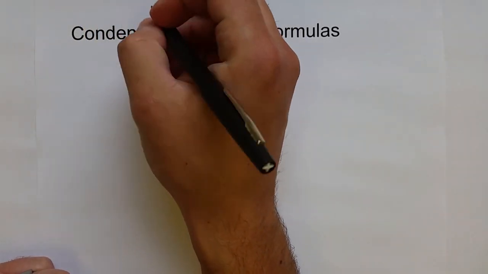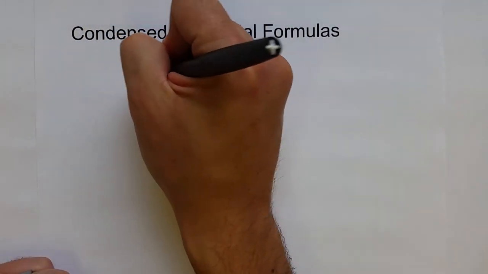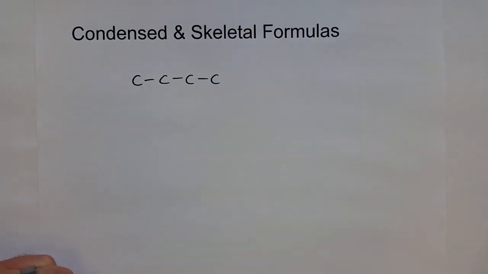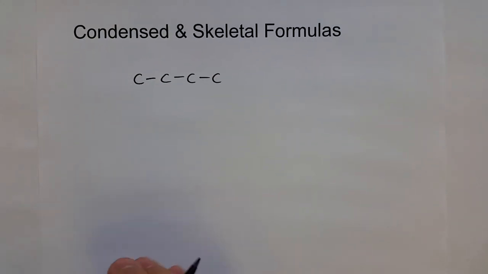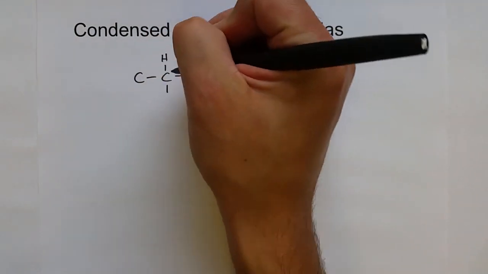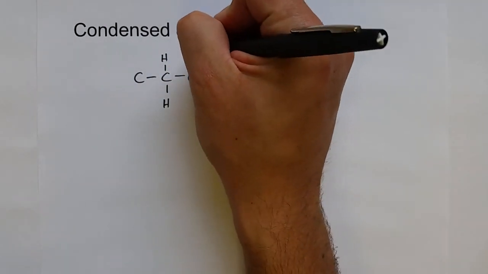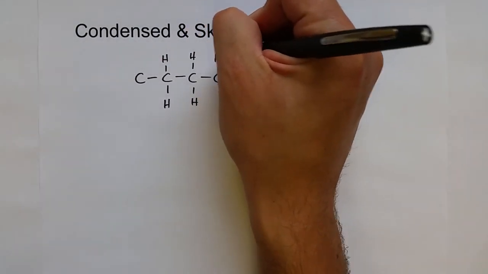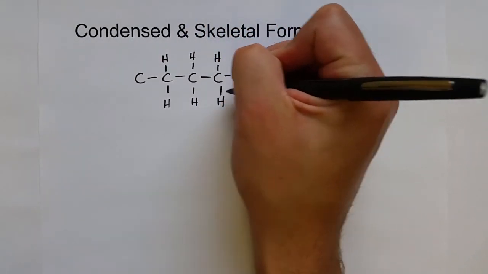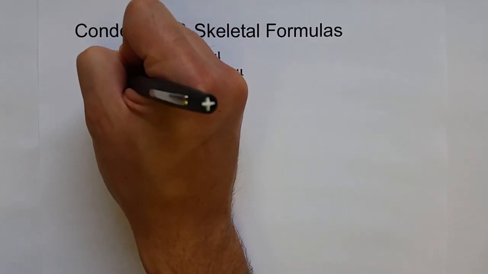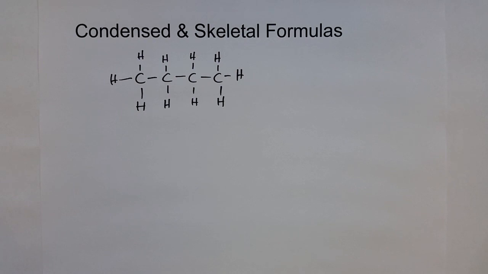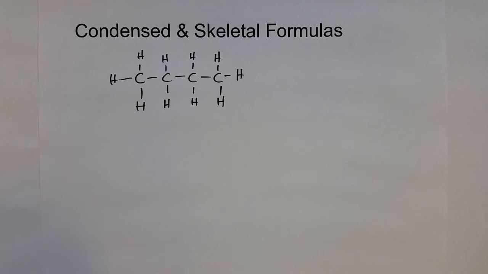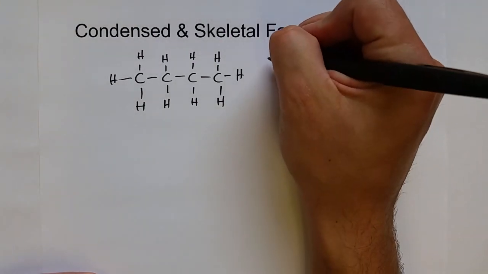All right. And so if we wanted to show an organic molecule that has four carbons bonded to each other, we've got two carbons in the middle that will each bond to two hydrogens. And the two carbons on the end will each bond to three hydrogen atoms to get to four bonds. And to show this a little bit more conveniently, we can use a condensed formula.